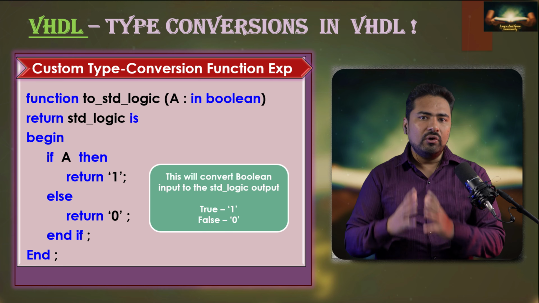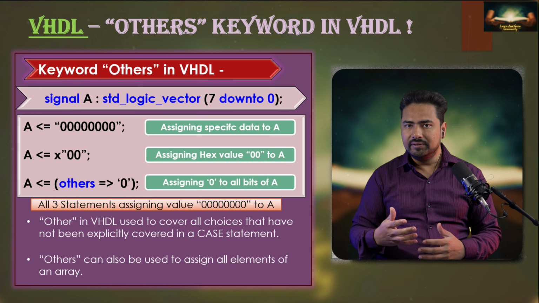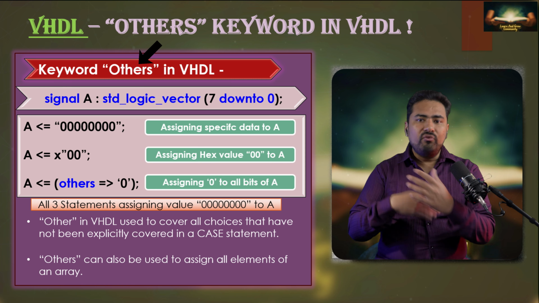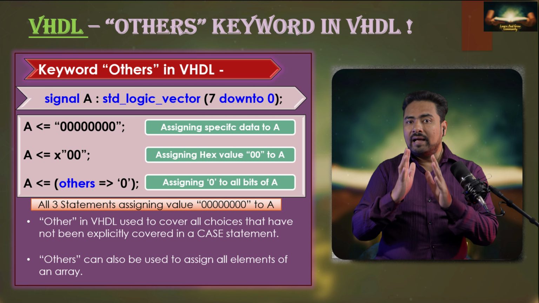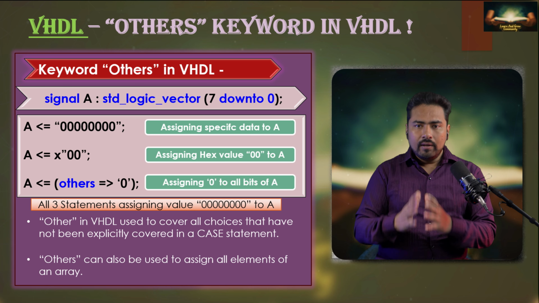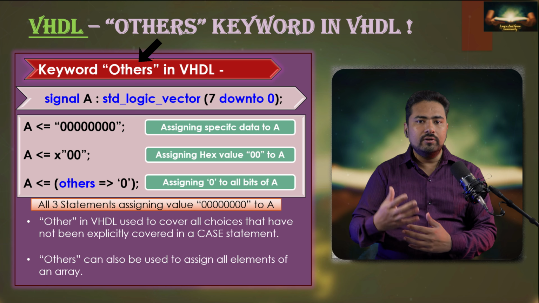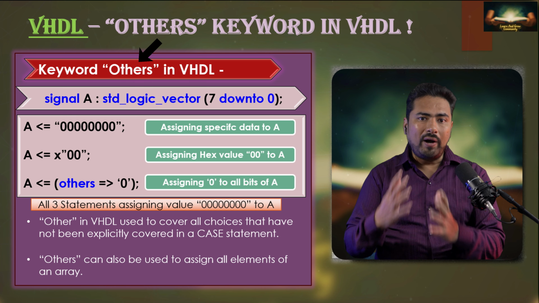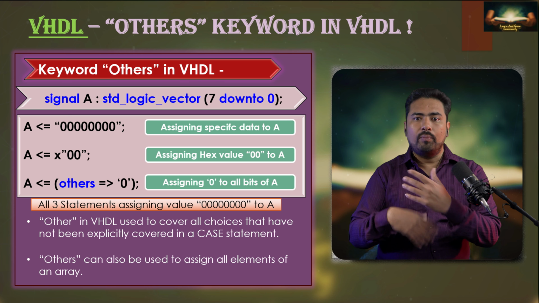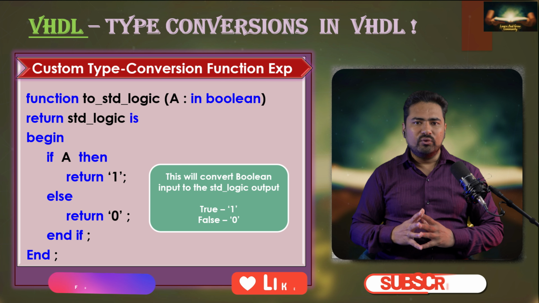In the next session, we will be covering the others keyword, which can be used at different places in VHDL and has different use cases, depending on where this keyword is being used. So it is quite important to understand its proper use cases. So stay tuned for the updates.